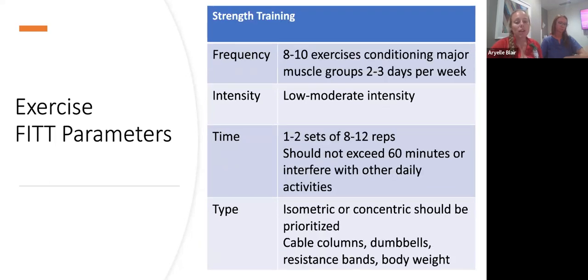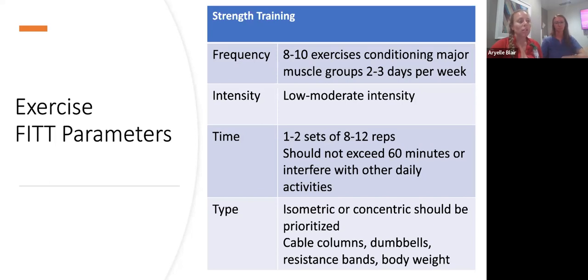The next exercise modality is strength training. So the recommendation for frequency would be choosing 8 to 10 exercises that condition the major muscle groups around 2 to 3 days a week. Again, sticking with that low to moderate intensity, so we're not trying to do a 1 rep max for our strengthening. For time, looking at 1 to 2 sets of 8 to 12 reps. So a little bit fewer sets and reps than maybe our traditional strength training programs.